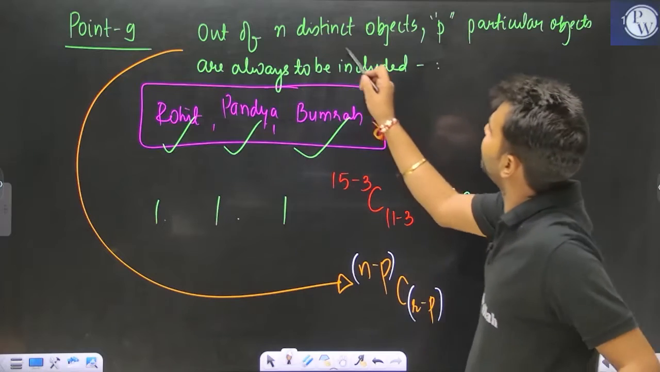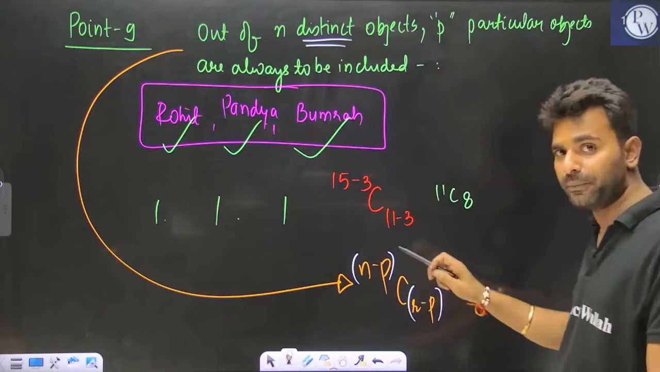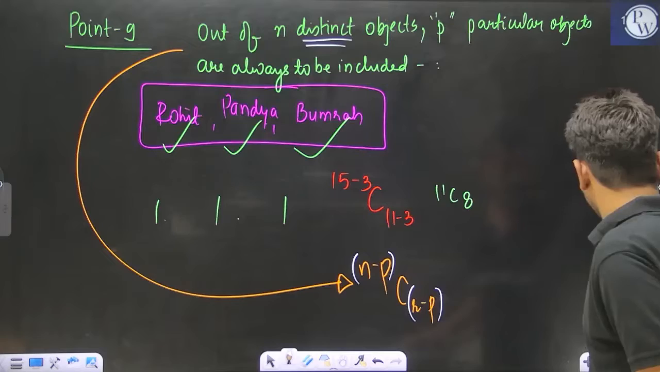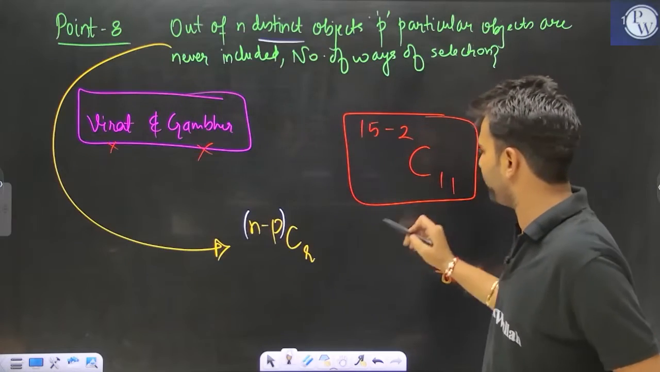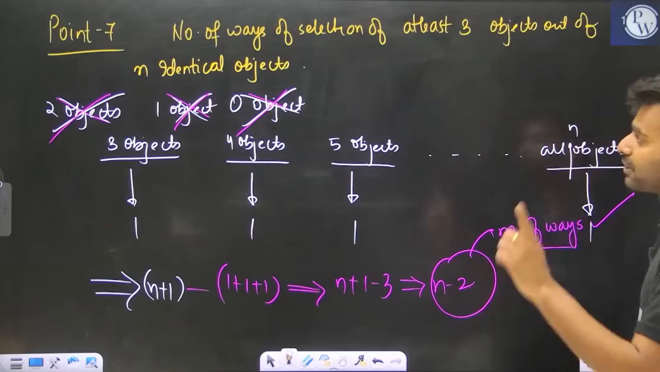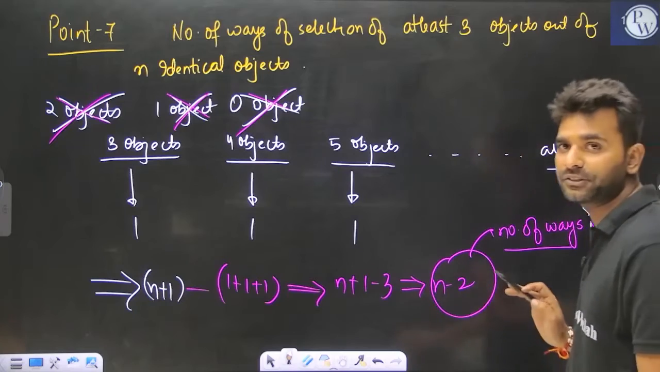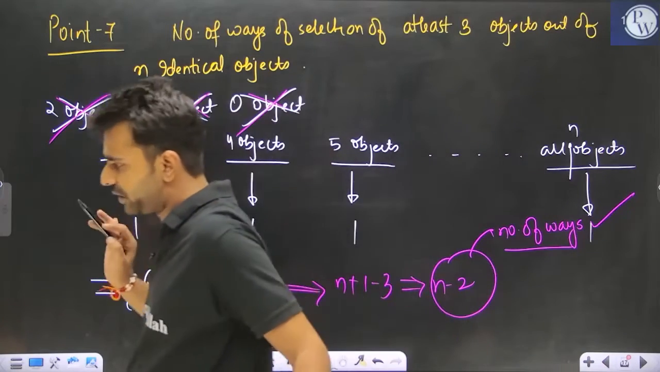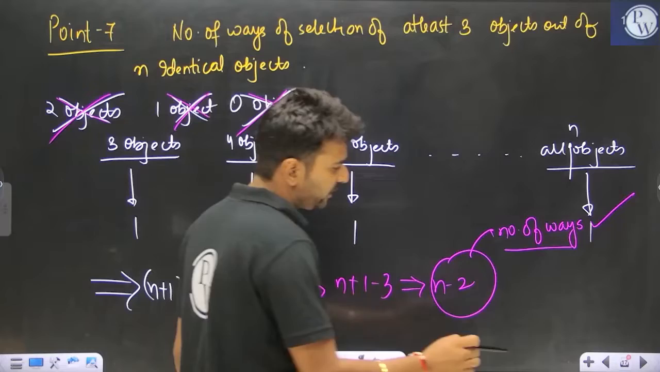Again, the objects are distinct, that's why we are using the formula NCR. Here also the people were all distinct, that's why we have used the formula NCR. In the case of identical objects, we were not using the formula NCR. I hope you guys are clear with this particular problem. Everyone, are we fine with it?